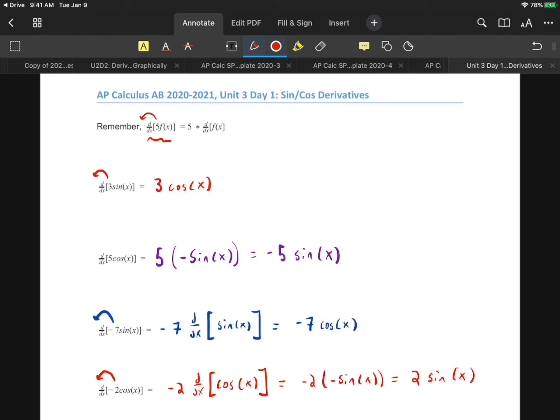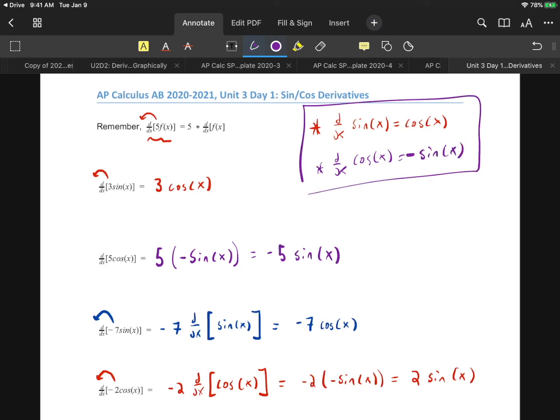And so that's it for derivatives of sine and cosine functions. Again, it's super important that you commit to memory that the derivative of sine of x is cosine of x, and the derivative of cosine of x is negative sine of x. That's the tricky one to remember. Those are the two things to commit to memory on this.